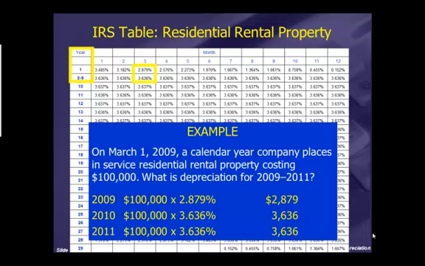$2,879. Year 2, it's 2010, and you're multiplying the 100,000 times 3.636%, or 0.03636 as a decimal, and that yields $3,636. In year 3, that's 2011, and you're using that same rate for year 3 as well. So that still gets you $3,636.